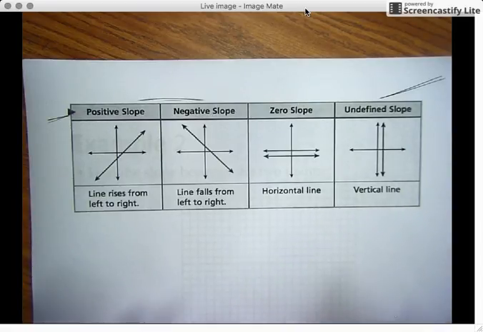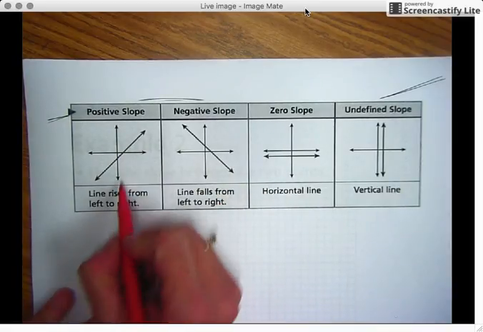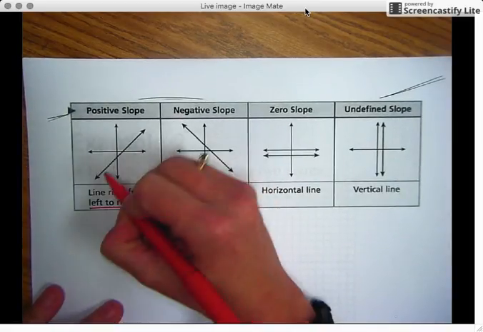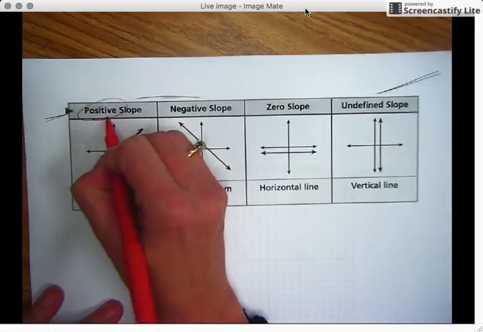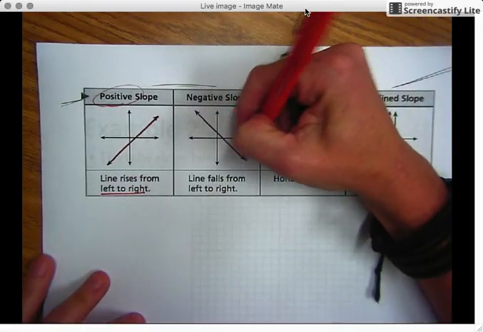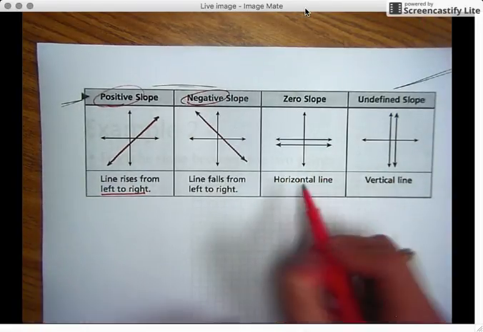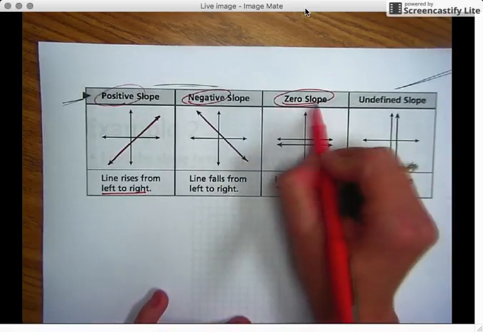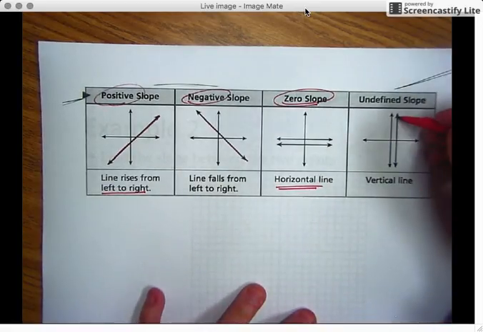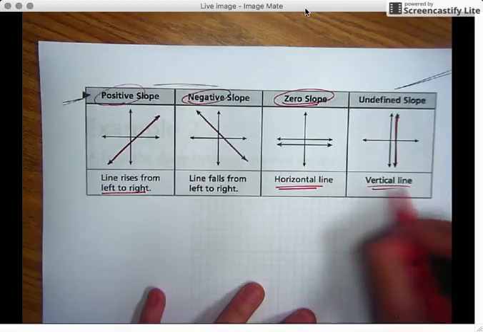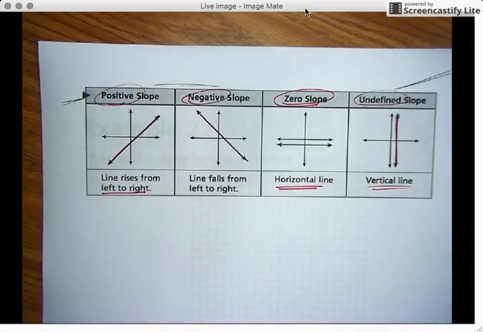But more than anything, notice that all of these are dependent on going from left to right. It's going up from left to right, that's positive. This one's going down from left to right, that's negative. Horizontal is a zero slope. And a vertical line, up and down, has an undefined slope. So again, you can look at this whenever you want in the video, pause it, whatever you need.